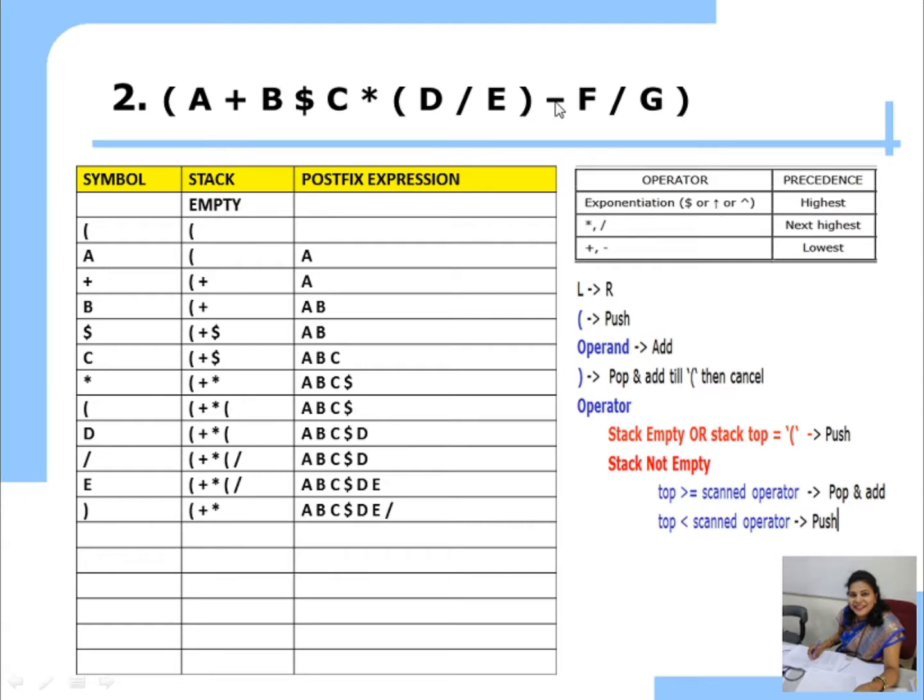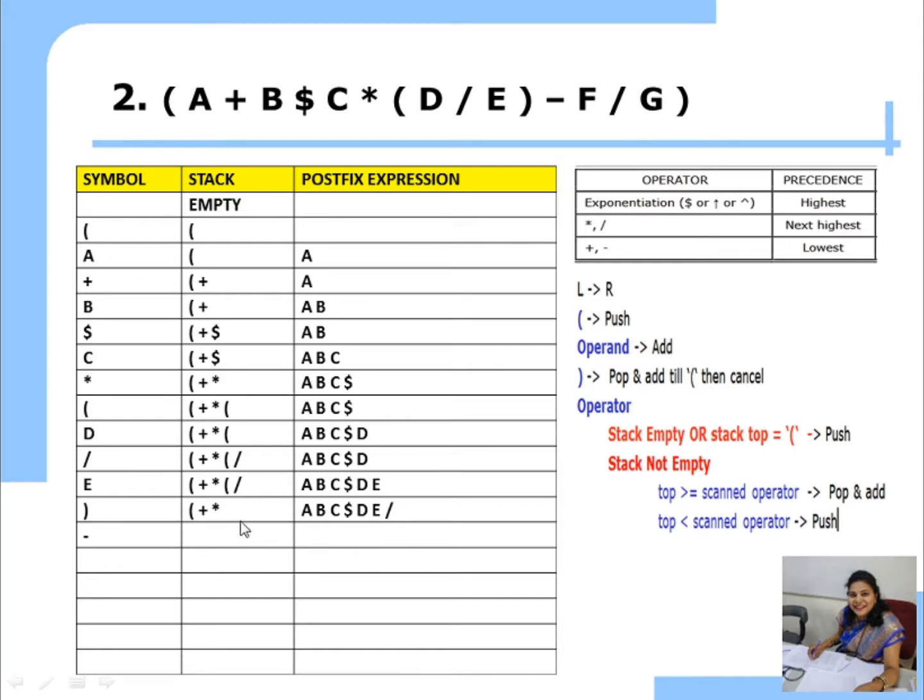Okay. The next is the minus. So minus is the operator. Again, whatever is present on top that is higher than or equal to the scanned operator will get popped. Multiplication is higher than minus. Plus is not higher but it is equal to the minus. So whatever is higher or equal will get popped and added. We first pop multiplication and add it here, then we pop plus and add it here. So your postfix expression will be ABC dollar DE slash multiplication plus. After removing the multiplication and plus, the stack will contain only the left parenthesis.